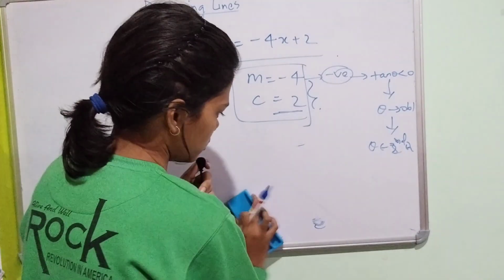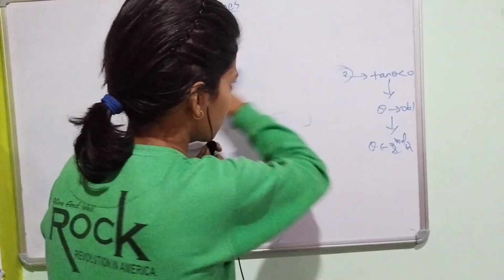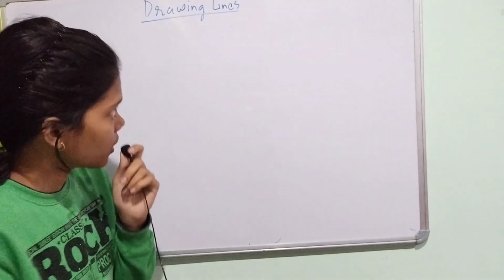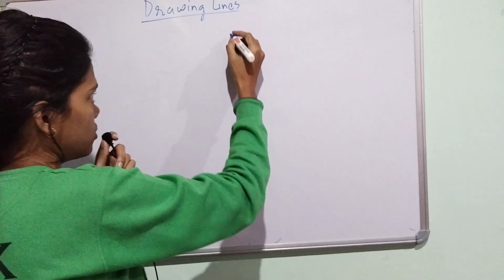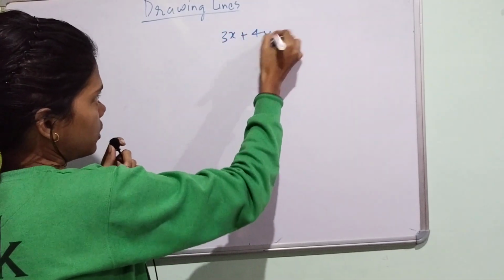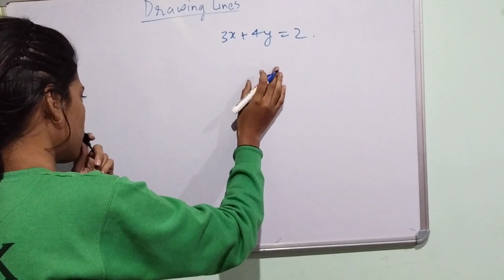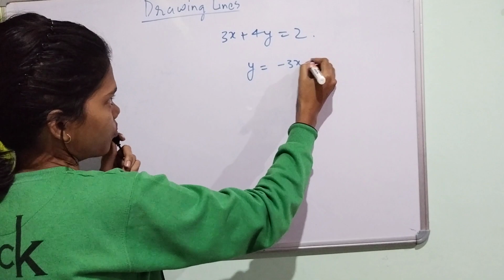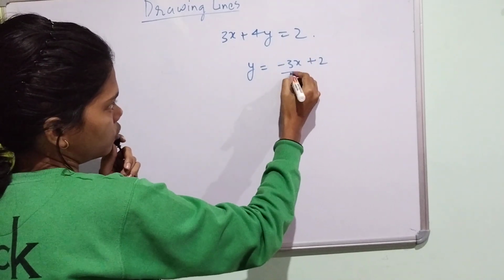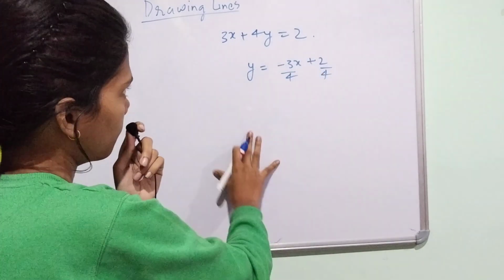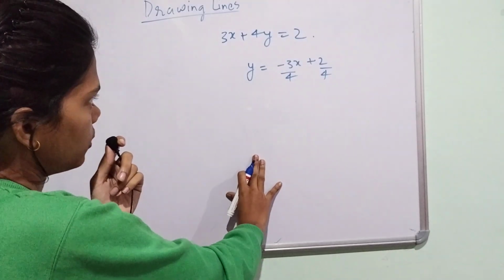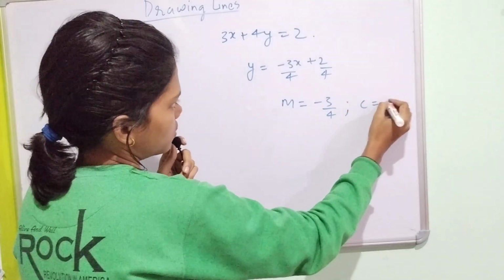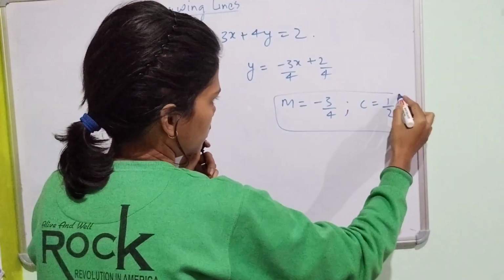Okay, now let's see another example, the last one. I hope you are understanding. Suppose the equation is given in the standard form, 3x plus 4y equal to 2. Then firstly you have to convert it into the slope intercept form. So we can write y equal to minus 3x by 4 plus 2 by 4. Here you can see slope is minus 3 by 4 and c is half. These two quantities you are knowing.